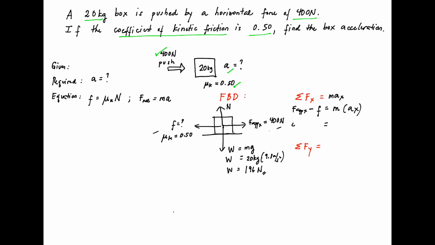Solving now, we have this F applied x, that is 400 Newton, minus the value of the frictional force, which is still unknown, and the mass is 20 kilogram multiplied by ax. But we can also write for the summation of Fy, wherein mass multiplied by the acceleration in the y direction. But since the box is not moving up or down, the ma y equals now to 0. So the value of our Fy is simply this normal force minus the weight equals 0. And then therefore normal minus 196 Newton equals 0. So therefore, the value of the normal force is 196 Newton.